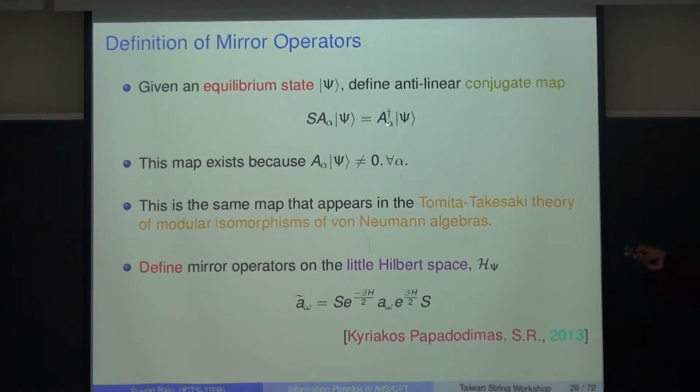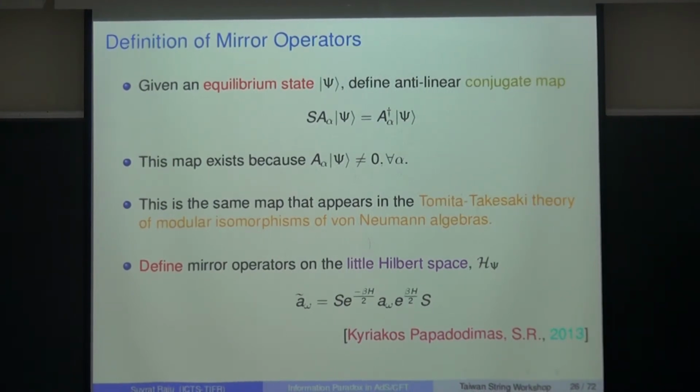So it maps A on psi to A dagger on psi, and A, as I said, was a product of a polynomial in these modes. And the reason this map exists is because of the physical property we mentioned earlier, that A on psi is never zero. That tells you that these vectors are all linearly independent. These are well-defined linear equations which you can solve for S.